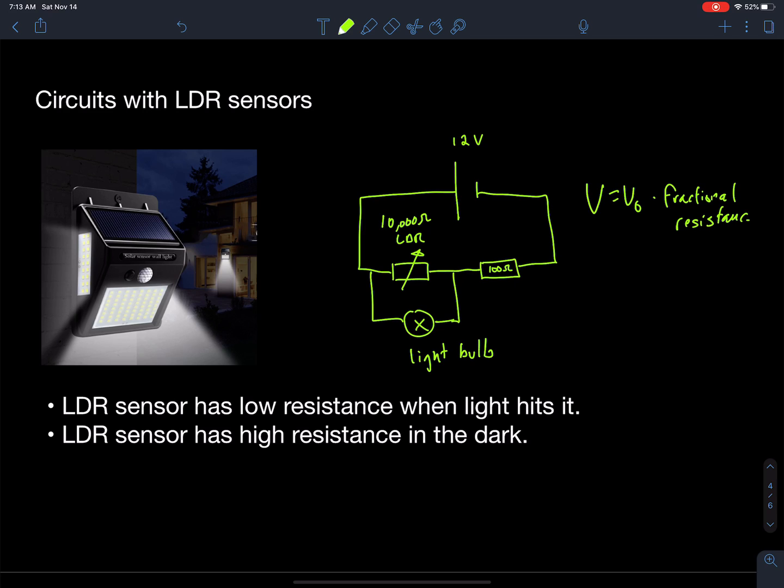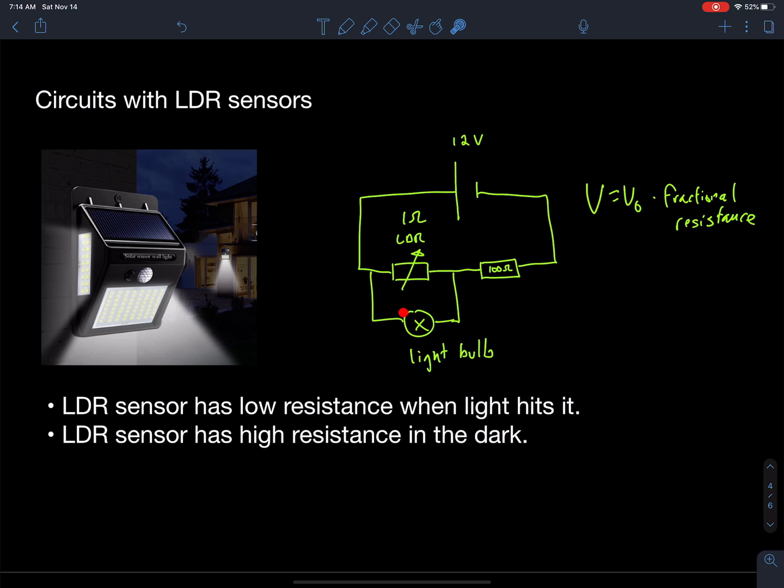Okay, that's for potential dividing circuits. So the greater the fraction on a component, the greater the voltage it's going to have from the potential. The way a sensor works is it changes its resistance based on an input. This sensor uses light as an input. In the absence of light, the resistance is very high. In the presence of light, the resistance is very low. That way we can shuffle the voltage around between components.